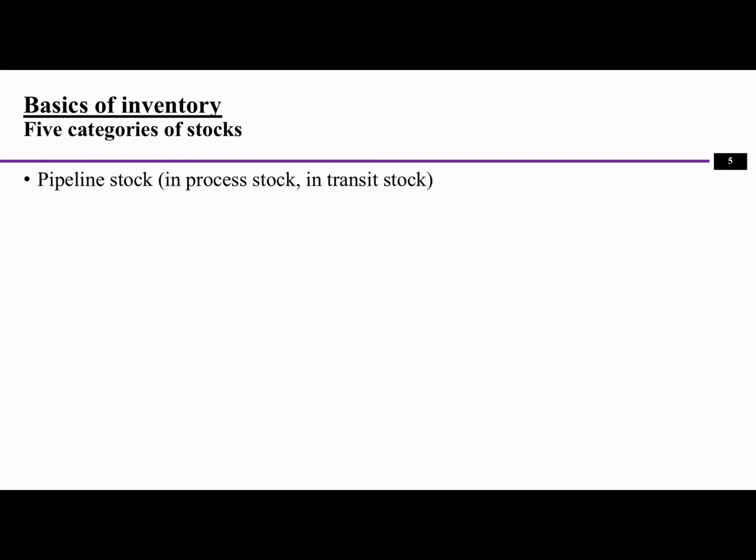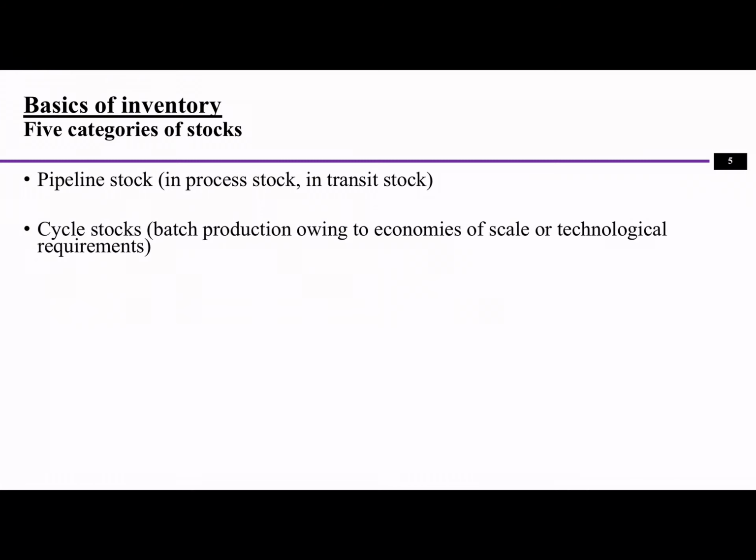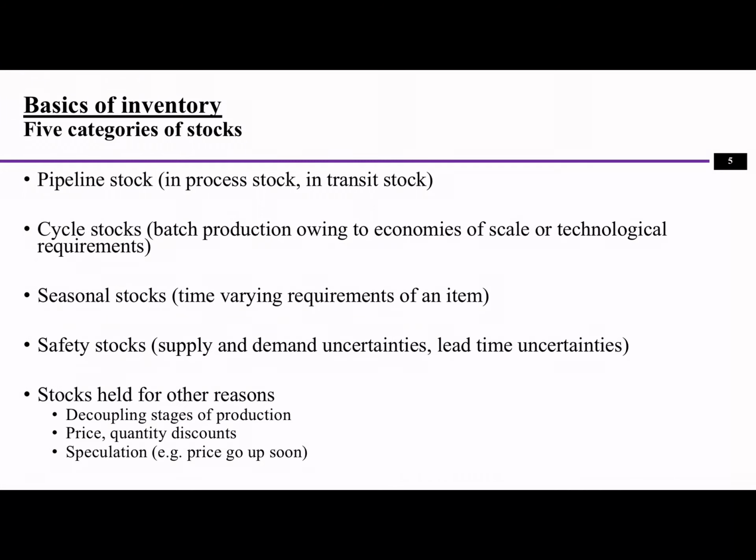All right, so the stocks: pipeline stock, cycle stock, seasonal stock, safety stock, and also some stocks held for other reasons. Those are different types of inventories, right? The pipeline stock means the stock or inventory you hold during the processes, in transit in stock. And a cycle stock means there's a batch production owing to economies of scale and technological requirements.